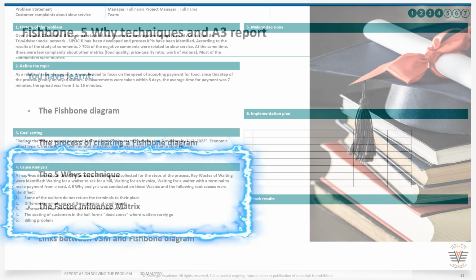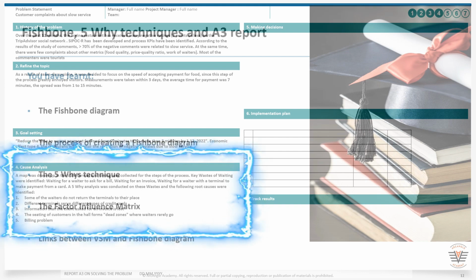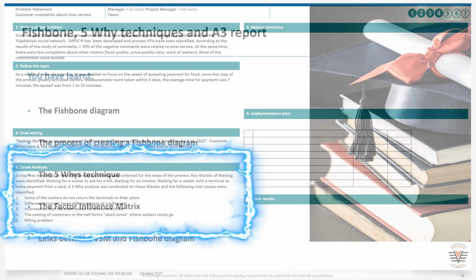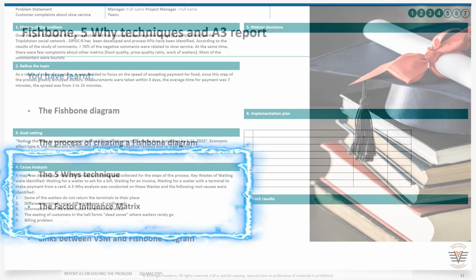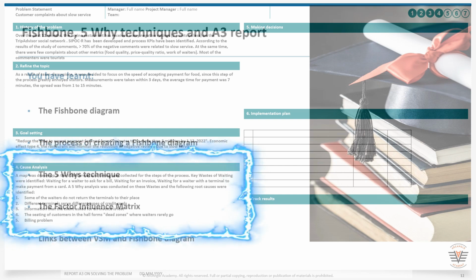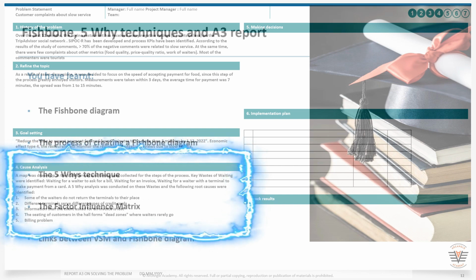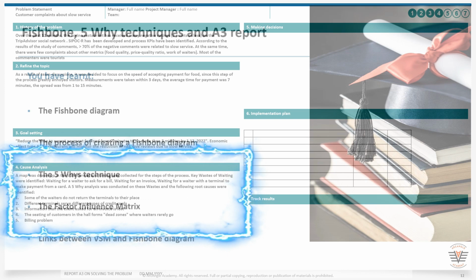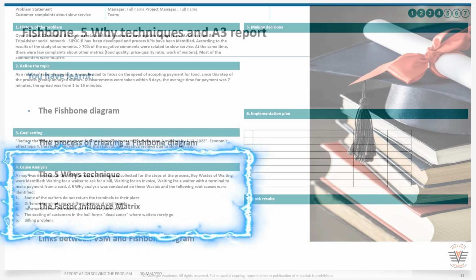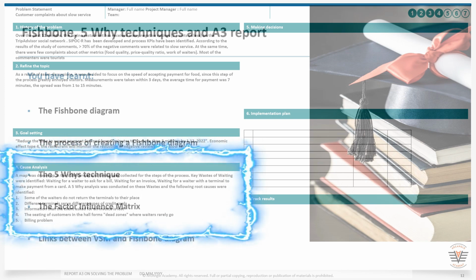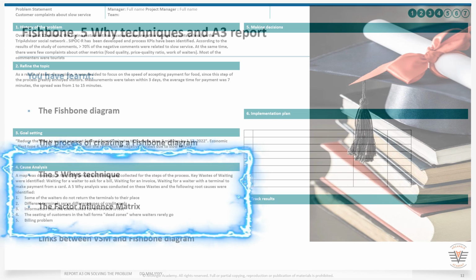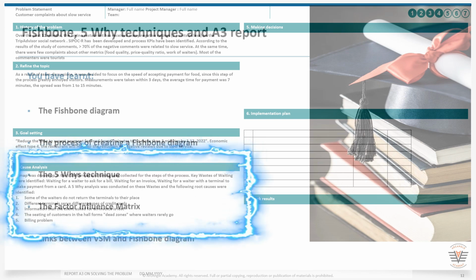Using the fishbone diagram, we explored potential causes for each waiting waste and identified the following root causes. 1. Some of the waiters do not return the terminals to their place. This creates delays and inefficiencies as other waiters have to search for available terminals. 2. We discovered that assigning different terminals to specific types of credit cards led to confusion and delays. Waiters had to locate the correct terminal for each card type, causing additional waiting time for customers.